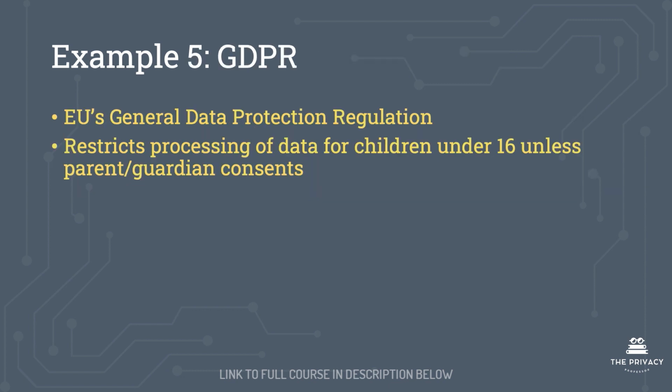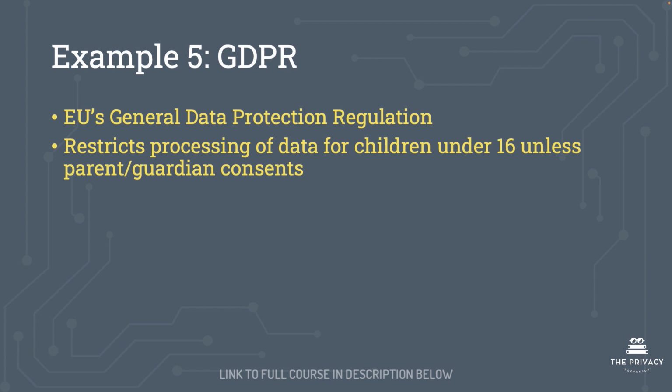The final example that we're going to look at regarding children's privacy is the GDPR. Again, this is the EU's General Data Protection Regulation. With regards to children's privacy, the GDPR restricts processing of data for children under 16 unless the parent or guardian consents.